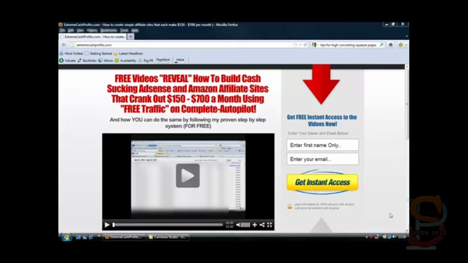So you've got to make sure that you've got a good headline with a good call to action, and it makes people want to read more, and it makes people want to stay on your page for longer to find out more.